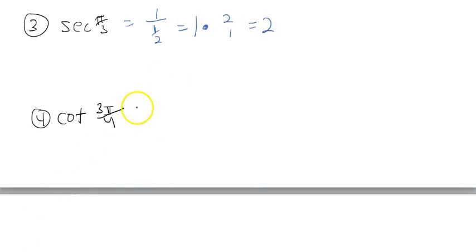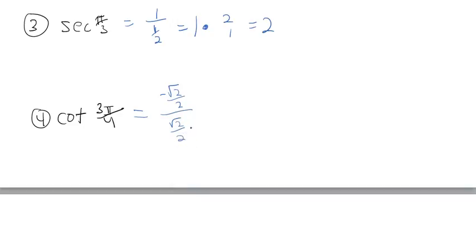Okay, and for our next example, cotangent of 3 pi over 4. Again, you want to look for 3 pi over 4 on your unit circle and find the point. In this case, it's a negative square root 2 over 2, positive square root 2 over 2. Then you just have to remember that cotangent is cosine over sine, and so from your point, that would be the x value over the y value. And so that would be a negative square root 2 over 2 over a positive square root 2 over 2.